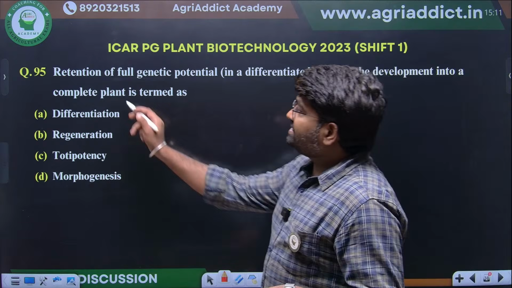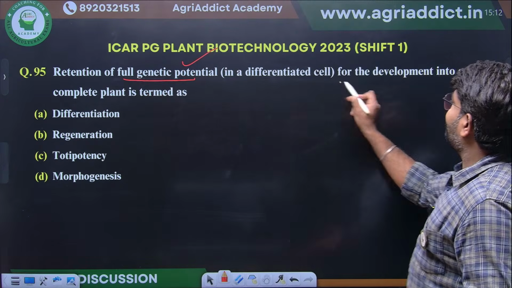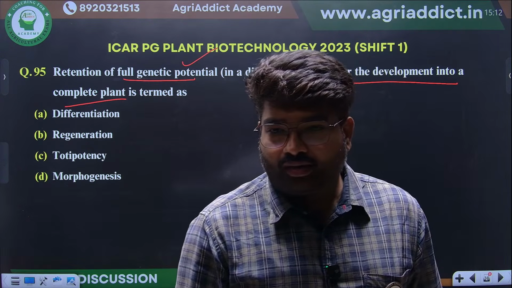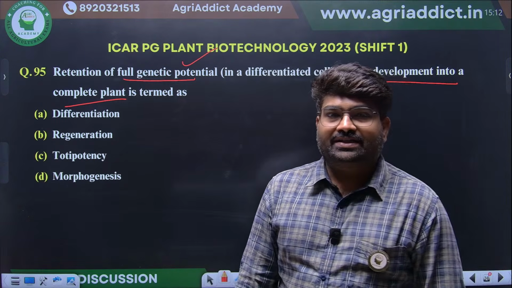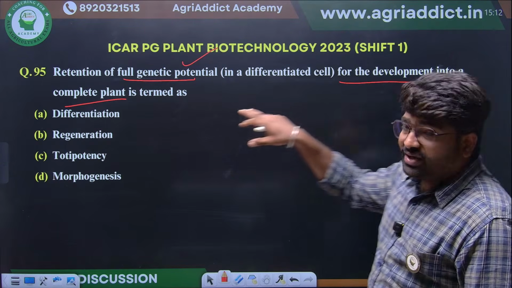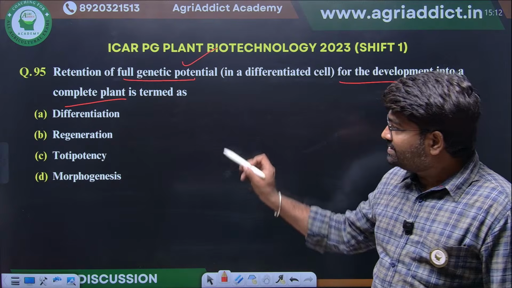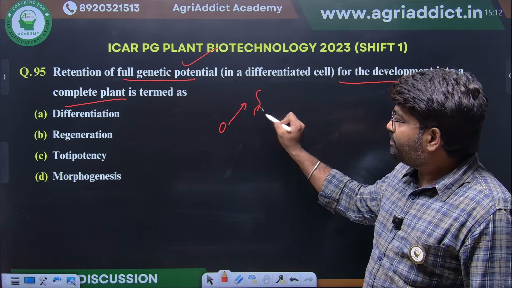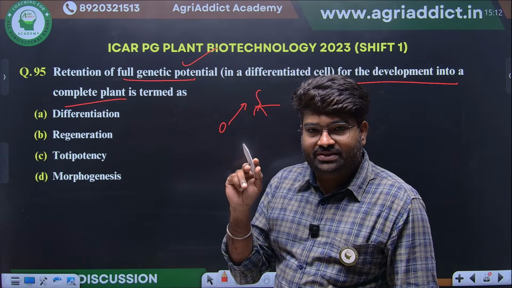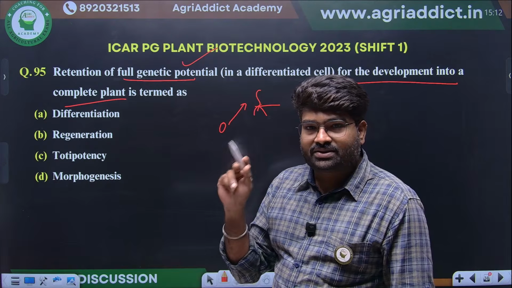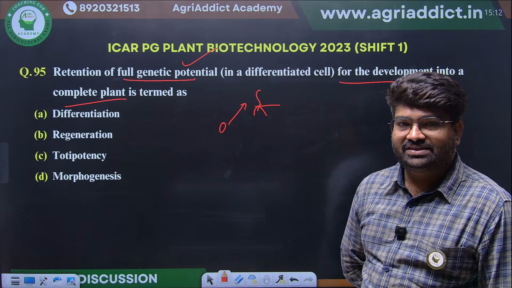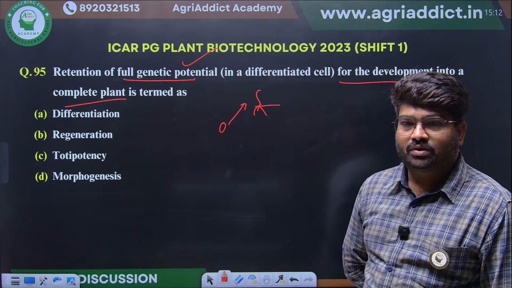Next, retention of full genetic potential for the development into a complete plant is what? Retention of full genetic potential for the development into a complete plant. A single cell will be developed into an entire plant. This is what? Retention of genetic potential in a differentiated cell for the development into a complete plant is: redifferentiation, dedifferentiation, or totipotency? What will be the answer, students?